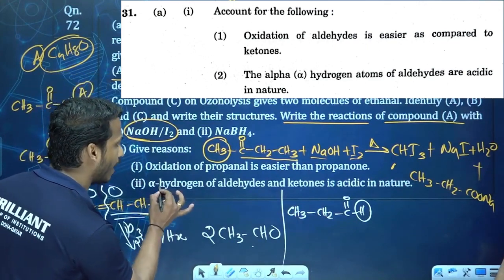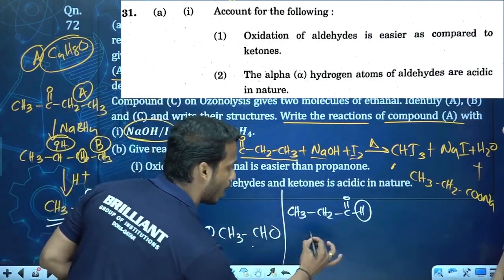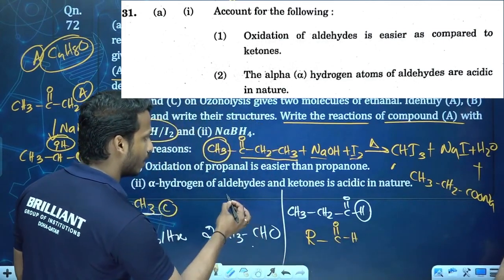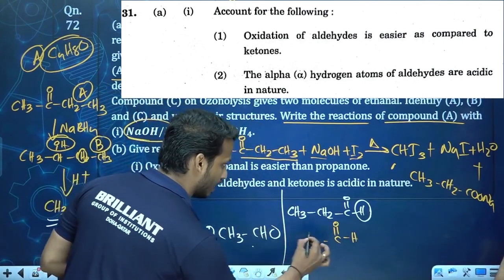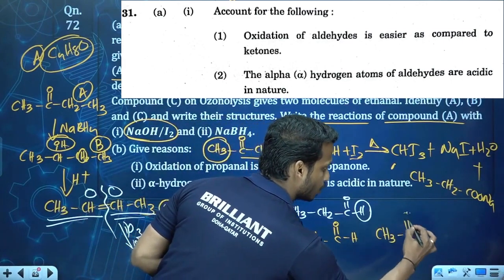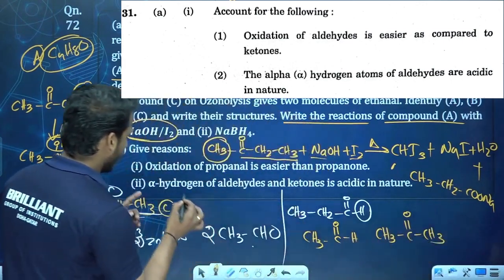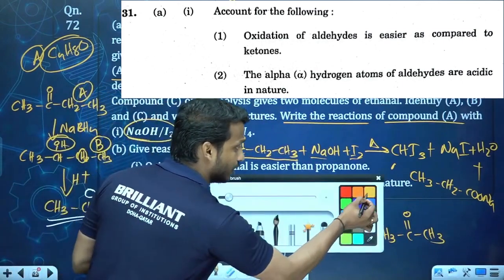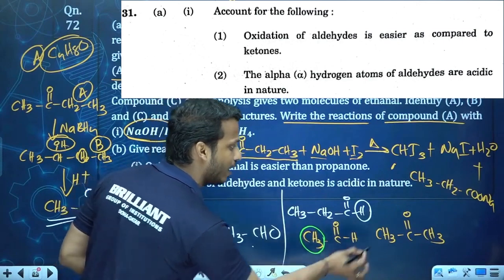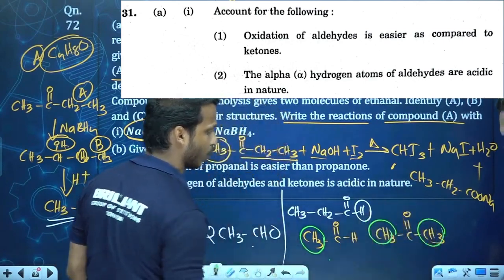And there is one more question. The alpha hydrogen of aldehyde. Aldehyde is RCHO, and let's take an example, CH3CHO. Then one ketone is CH3COCH3. Question: which is the alpha hydrogen of aldehyde? These are the alpha hydrogens of aldehyde. These are the alpha hydrogens of ketone.